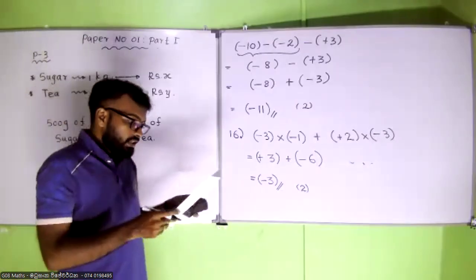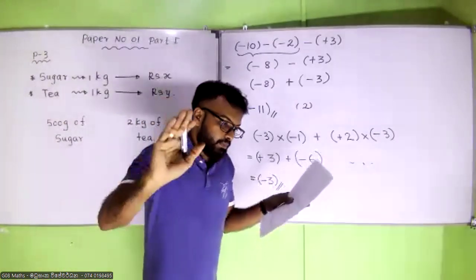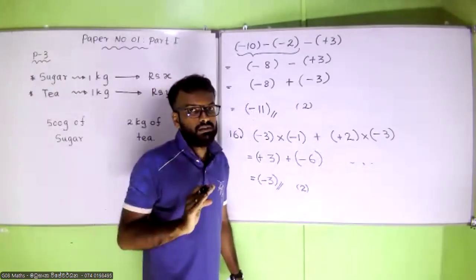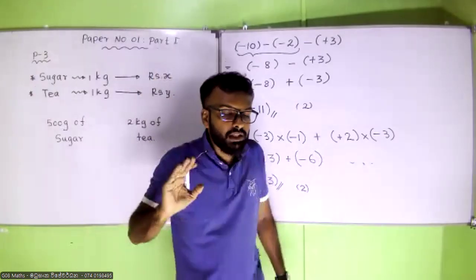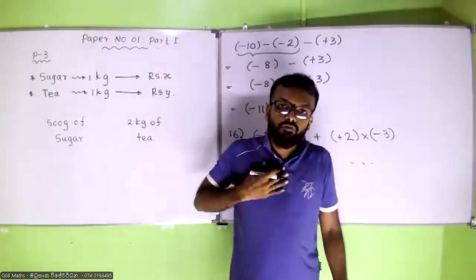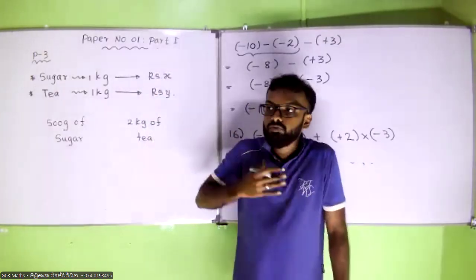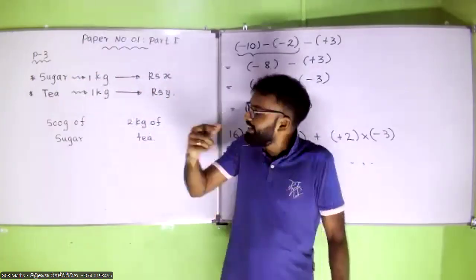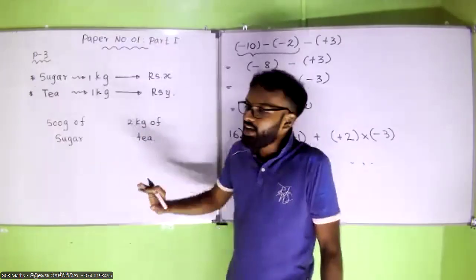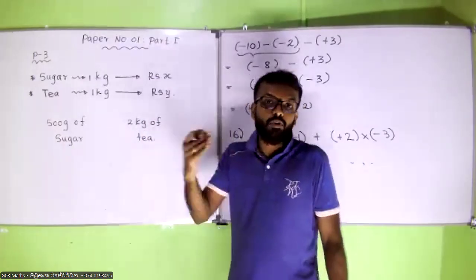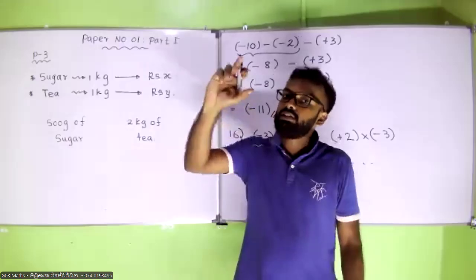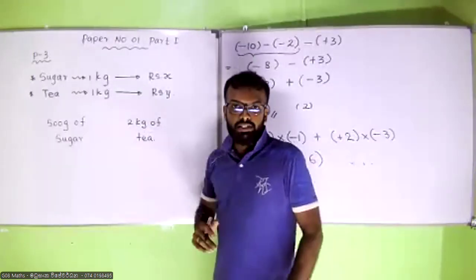So they are asking, write an algebraic expression for the amount of money required. The total amount of money they are asking, how much we need to pay the shop or the shopkeeper, to get 500 grams of sugar and 2 kilograms of tea for us. So that is the expression that you need to write.